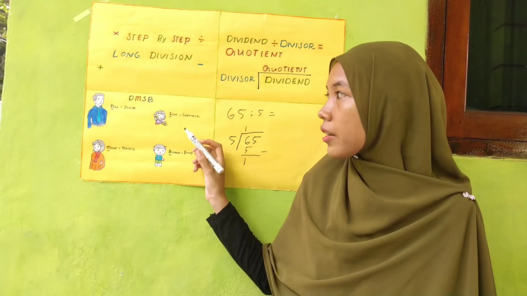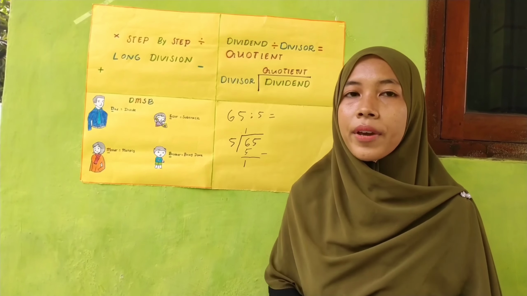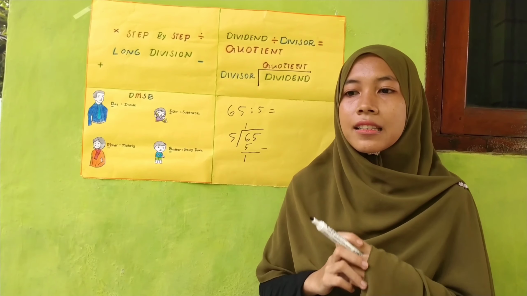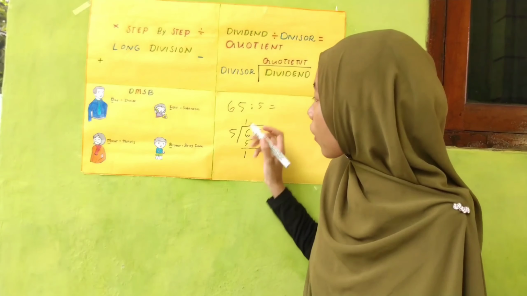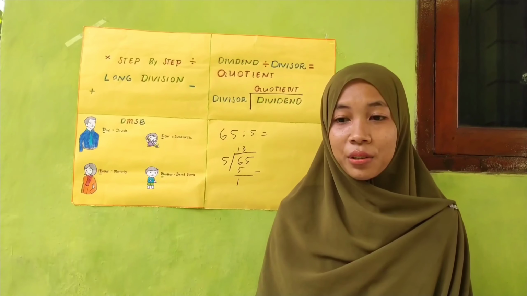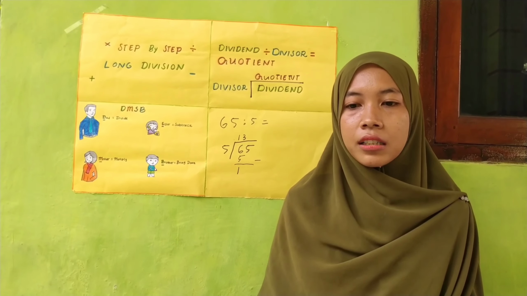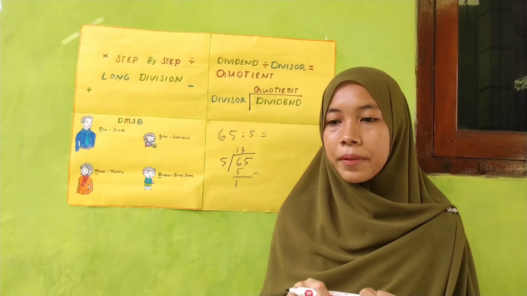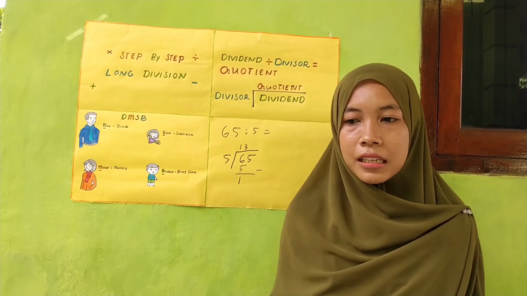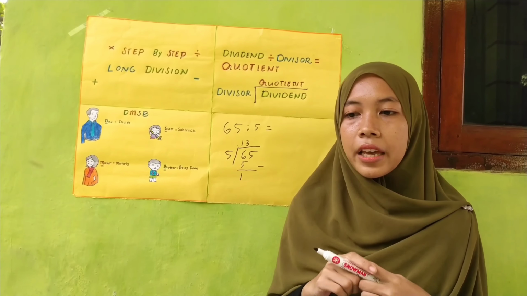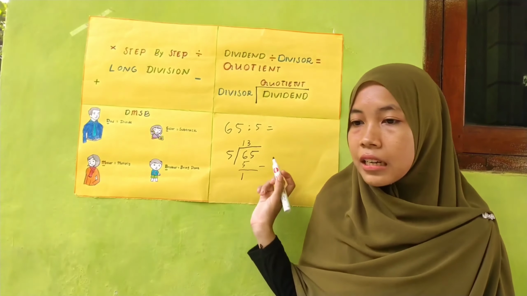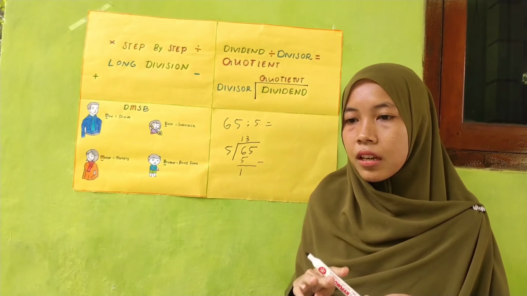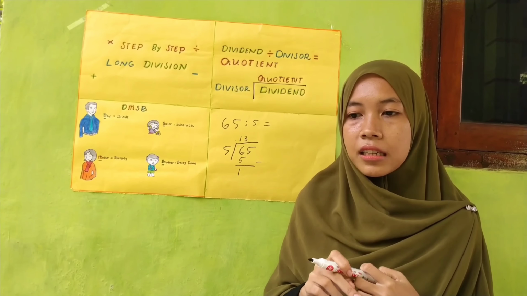Step 1. D for divide. How many times can you divide 5 into 15? The answer is 3, so you put 3 on the answer line. Step 2. M for multiply. You multiply your answer from step 1 by your divisor: 3 multiplied by 5 equals 15. Write this underneath the 15.